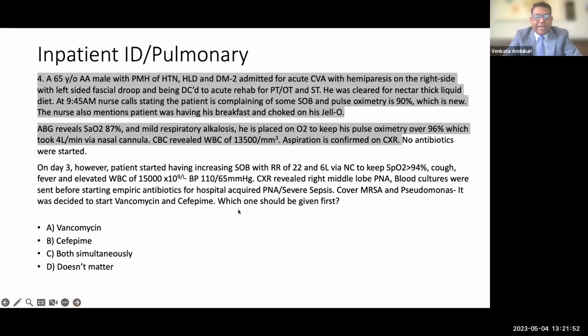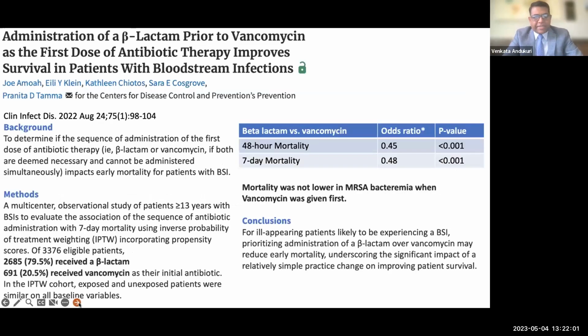Yeah, partially right. So let's look at this evidence here. Administration of beta-lactam or vancomycin as the first dose of antibiotic therapy improves survival in patients with bloodstream infections. So this was published in Clinical Infectious Diseases in 2022. The background here is to determine, if both are deemed necessary and cannot be administered simultaneously, which one should we give first? So does the sequence of administration of the first dose, beta-lactam or vancomycin, impact mortality for patients with bloodstream infections?